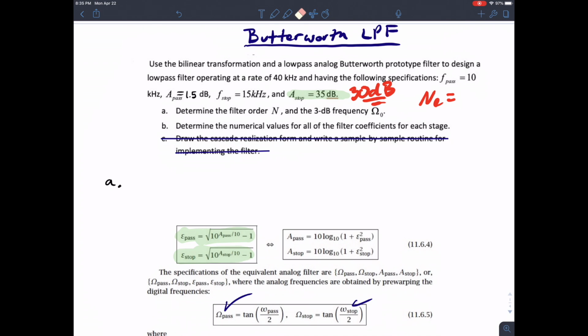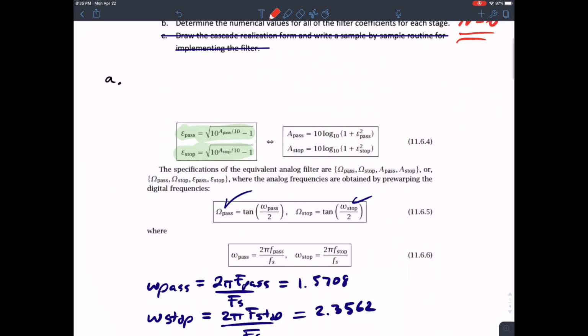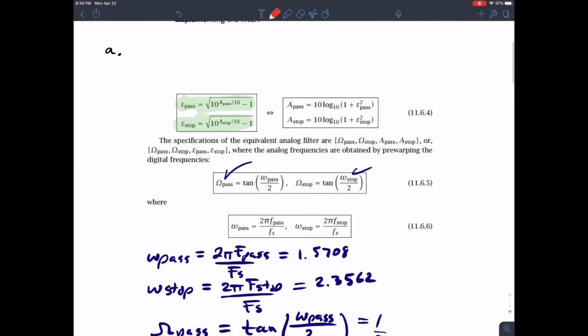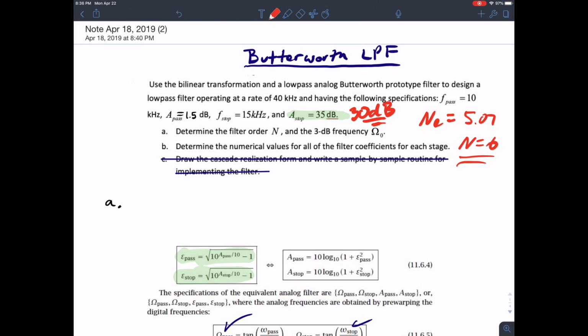5.07. So technically speaking, you would then need a sixth order filter instead of the fifth order filter we were using down here. Rather than going through the hassle of fixing all that, let's just change the requirement. Don't you wish the real world were like that? 30 dB is what we're going to use. Okay? All right, thanks.